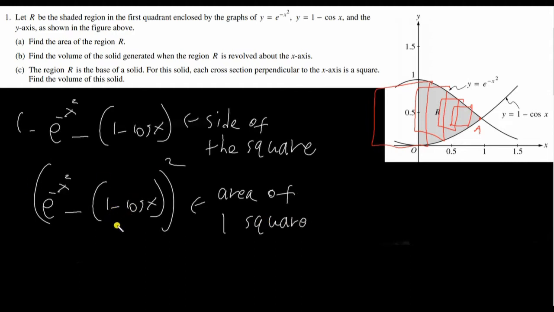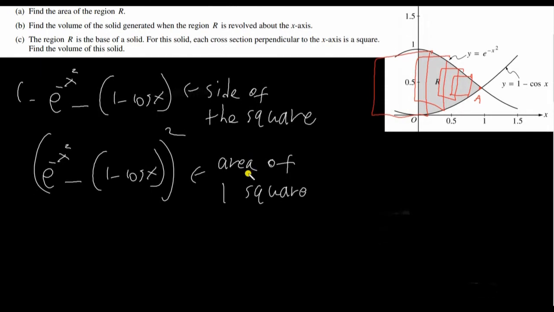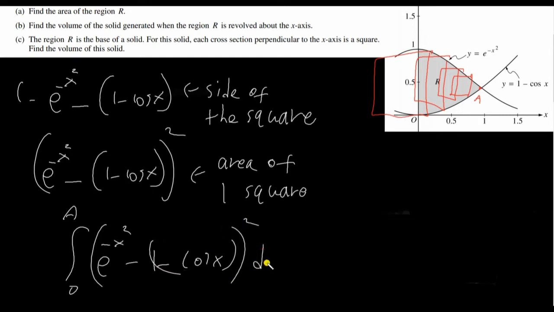But I want to find all the squares, right? The total volume that you get when you add up all the infinite number of squares from 0 to a. So we're going to integrate from 0 to a, and then we're just going to take this stuff that we got here, e to the negative x squared minus 1 minus cosine of x, add the parentheses, squared, dx, and then again, this is going to go straight in the calculator, and we're going to get an answer of 0.461.